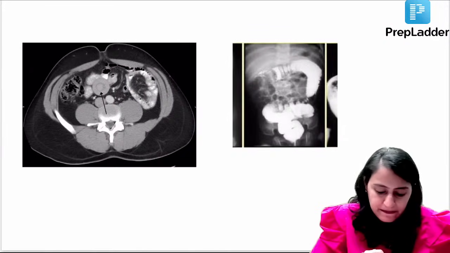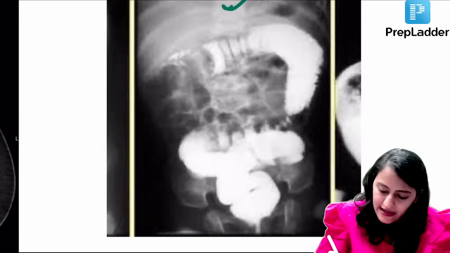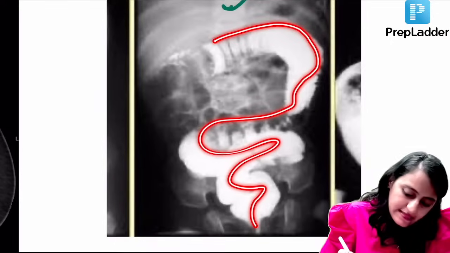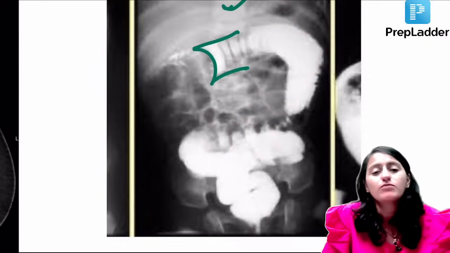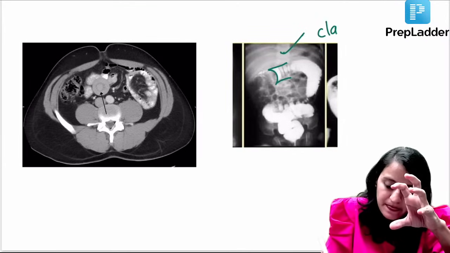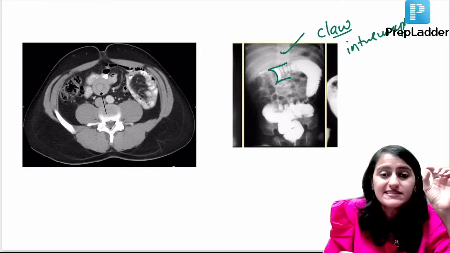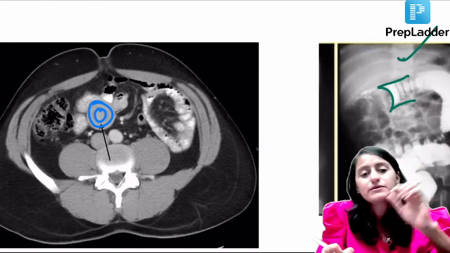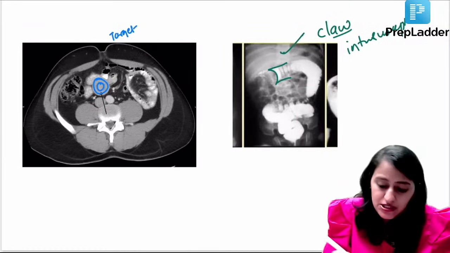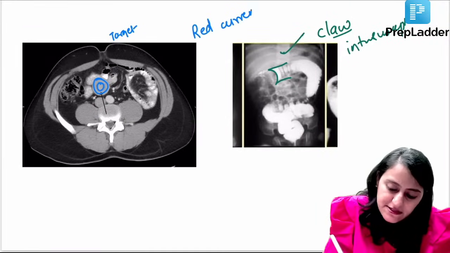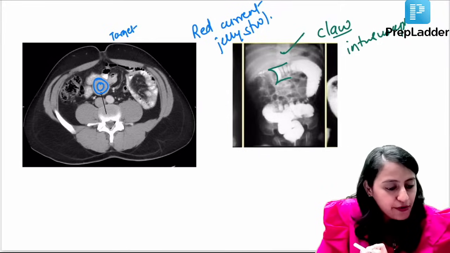Frimann-Dahl coffee bean sign. What are you seeing here in this barium enema? Look at the barium enema. Barium has gone up and then it has formed this claw. Okay, what has the barium formed? The barium has formed a claw around the intussusceptum. So this is the claw sign of intussusception. What are you seeing on the CT? CT is giving this bowel within bowel appearance, the target sign. What history do they generally give in intussusception? The red currant jelly stool, right? There is going to be red currant jelly stool, that is seen, right?